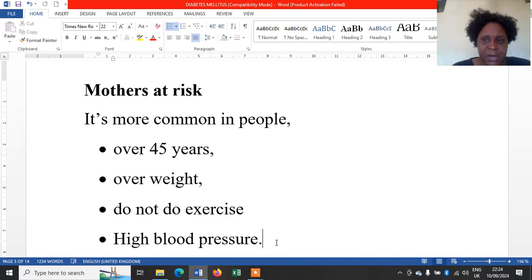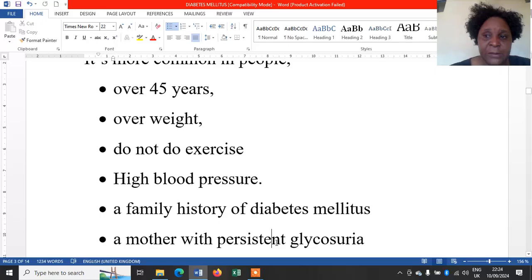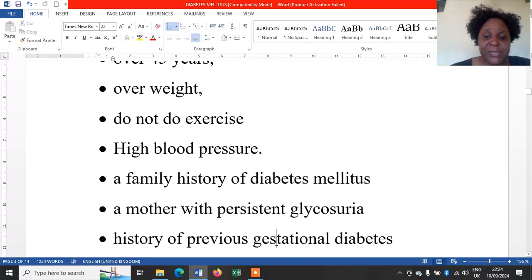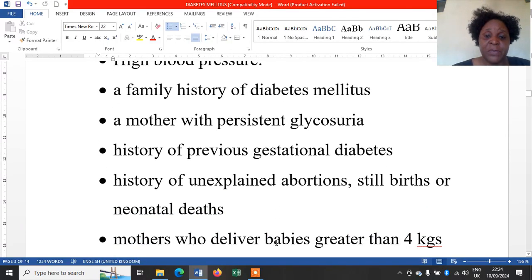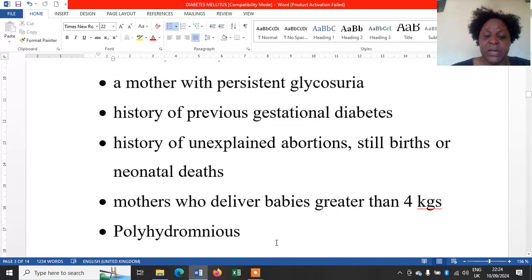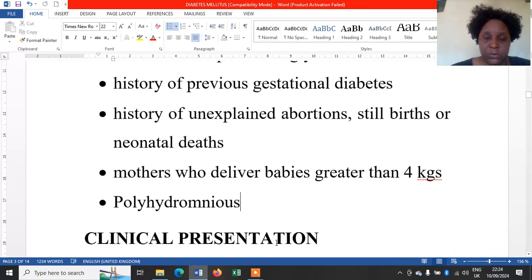So who are these mothers who may be at risk? Those mothers who are over 45 years, overweight mothers, like we have said in diabetes type 2, mothers who do not exercise, mothers with history of high blood pressure, family history of diabetes mellitus, a mother with persistent glycosuria, history of previous gestational diabetes, history of unplanned abortions, stillbirths and neonatal deaths, and mothers who deliver babies greater than 4 kilograms.